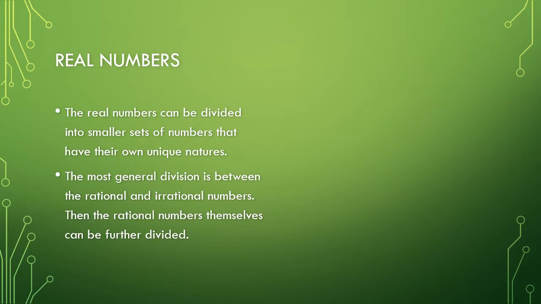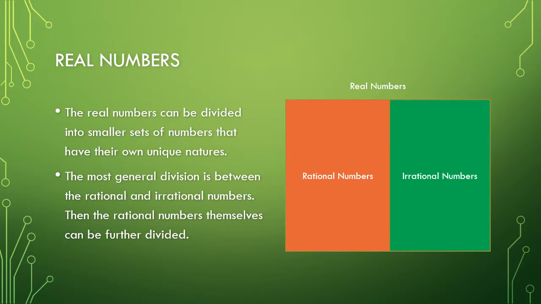Our real numbers, broadly, can be divided into two special categories, the rational numbers and the irrational numbers. Each of these are defined by different types of numbers, and together they create the real numbers. Then the rational numbers we can also divide into smaller sets, and we'll look at those as we go through the next few slides.